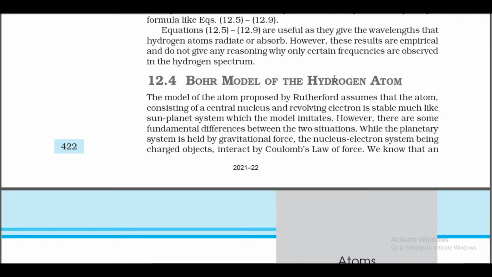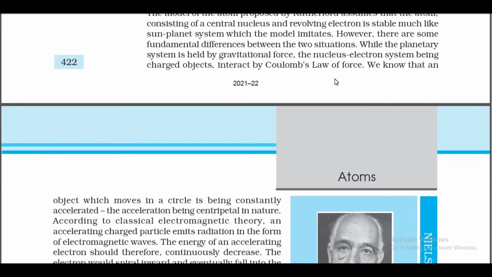12.4 Bohr model of the hydrogen atom. The model of the atom proposed by Rutherford assumes that the atom, consisting of a central nucleus and revolving electron, is stable, much like the sun-planet system, which the model imitates. However, there are some fundamental differences between the two situations. While the planetary system is held by gravitational force, the nucleus-electron system, being charged objects, interacts by Coulomb's law of force.